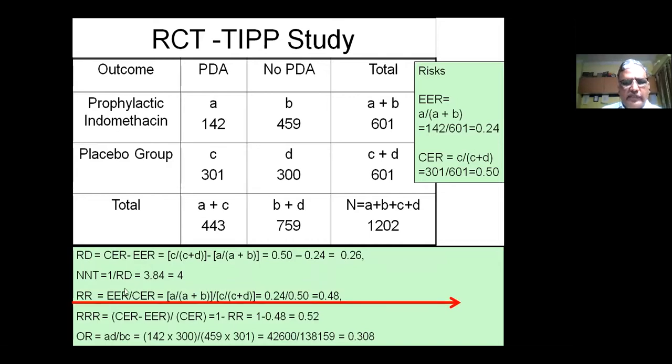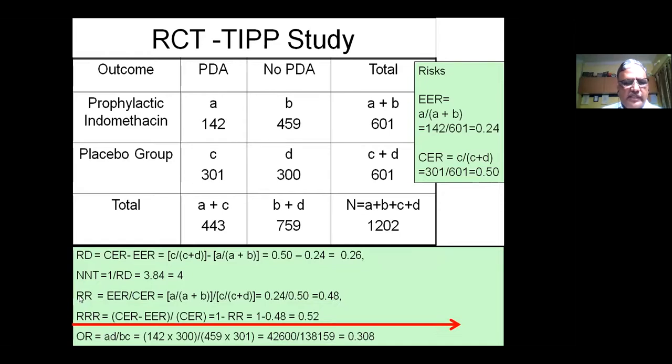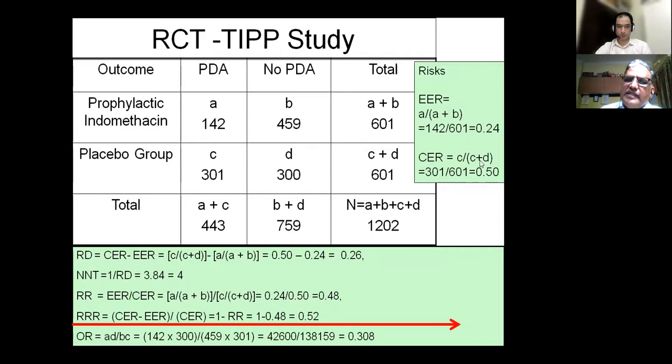Then the relative risk, experimental event rate divided by control event rate, taking the ratio of 0.24 to 0.50, that is 0.48. Relative risk reduction, 1 minus RR, 1 minus this quantity, that is 0.52. So you are saying that from this 50%, I am able to reduce it to 24% by using prophylactic indomethacin. So if you assume 50% as 100%, then 24% becomes a 52% reduction. That is relative risk reduction.